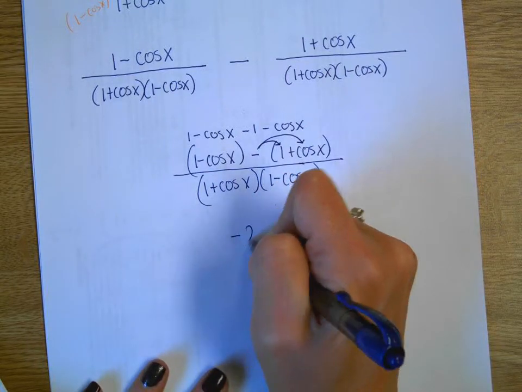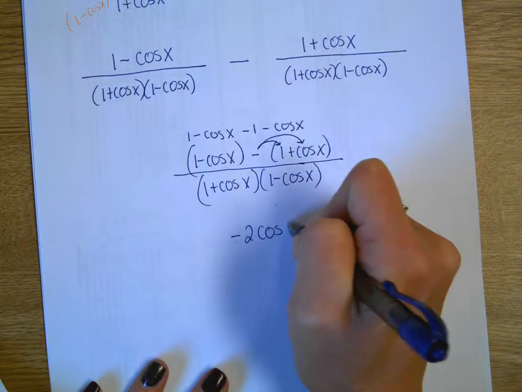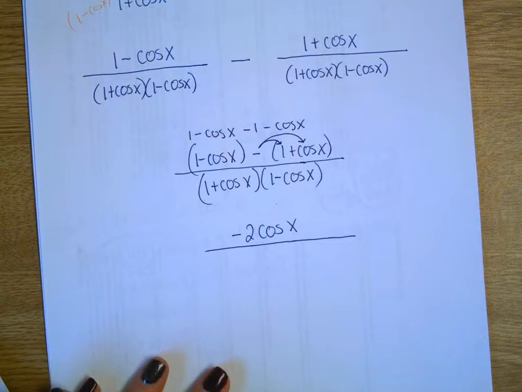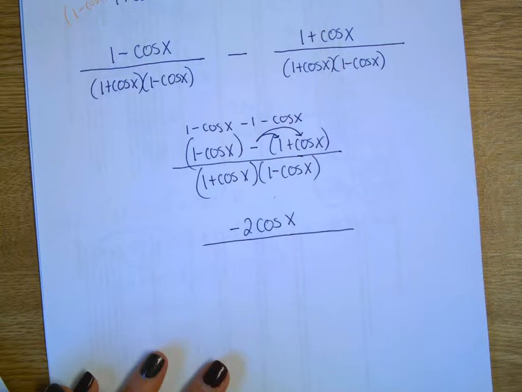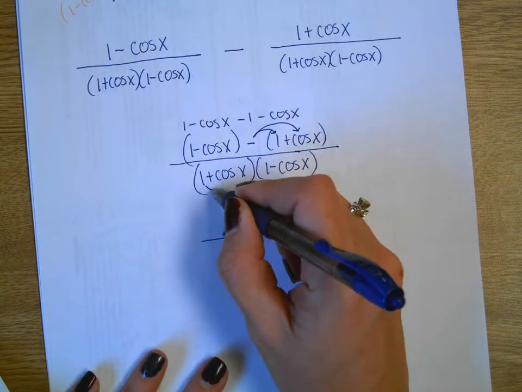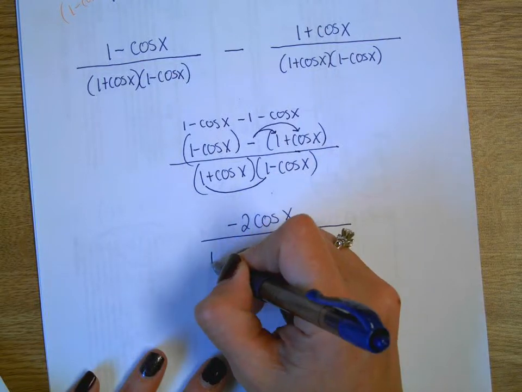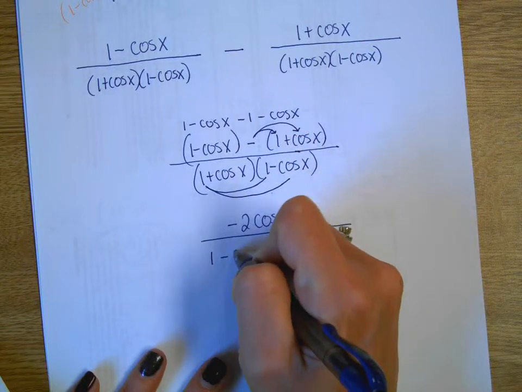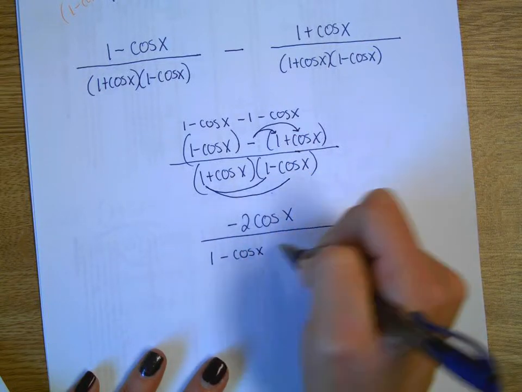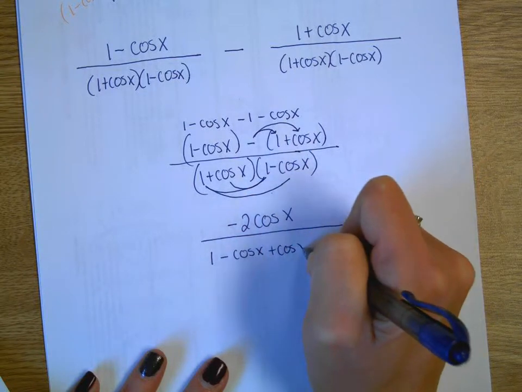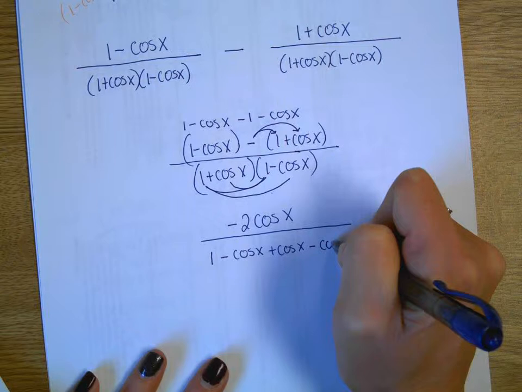So my numerator is negative 2 cosine x. The bottom we want to FOIL because something's going to happen down there. So we're going to FOIL the bottom out. So foiling the bottom, we'll get 1 minus cosine x plus cosine x minus cosine squared x.